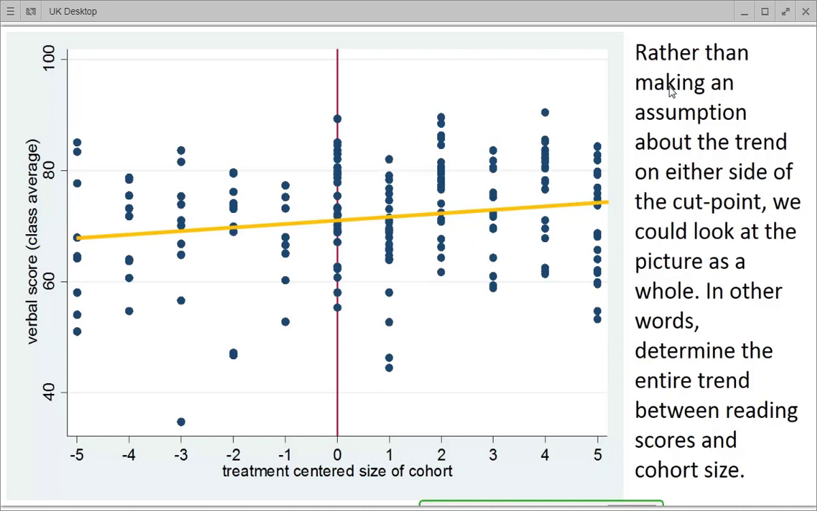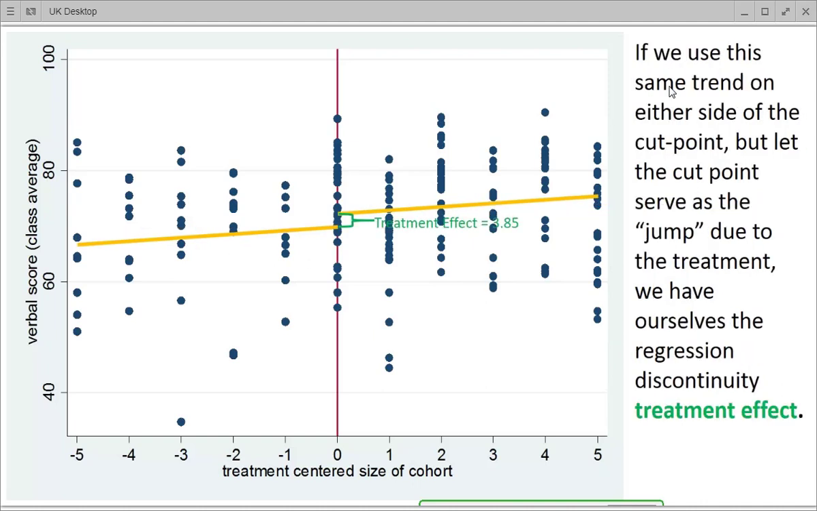So instead of trying to plot a differential trend for the comparison classrooms and a differential trend for the treatment classrooms, I could look at the picture as a whole. If we use this same trend on either side of the cut point, and let the cut point serve as the jump or the difference between the two groups, we have ourselves the regression discontinuity treatment effect.